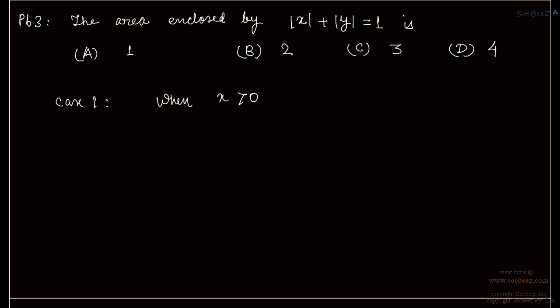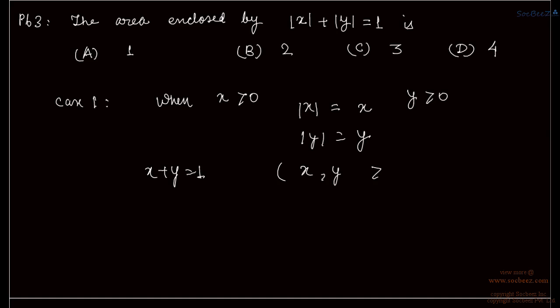Case 1: x is greater than 0. When x is greater than 0, then mod x is x itself, and say y is greater than 0, then mod y is also y. So we have the line x plus y is equal to 1, for x, y greater than 0.